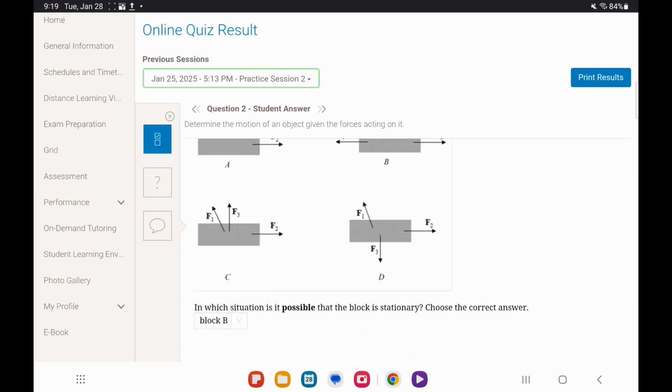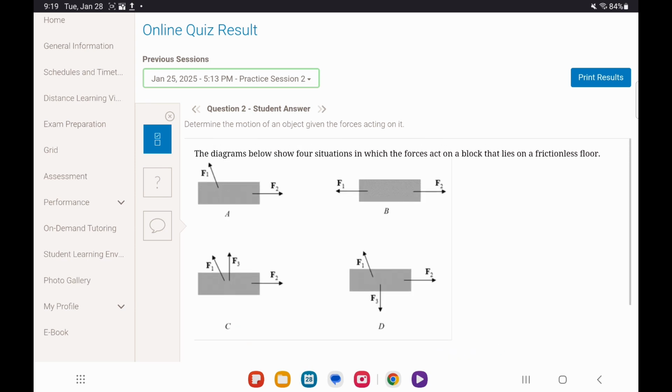Okay. They want the block to be stationary. Like I said, stationary is 0 newtons, so they have to be equal on both sides. Sorry, this is going up and this is going down. First thing, it's not going in opposite directions, it's going in completely different directions. So we can't even cancel any of them.